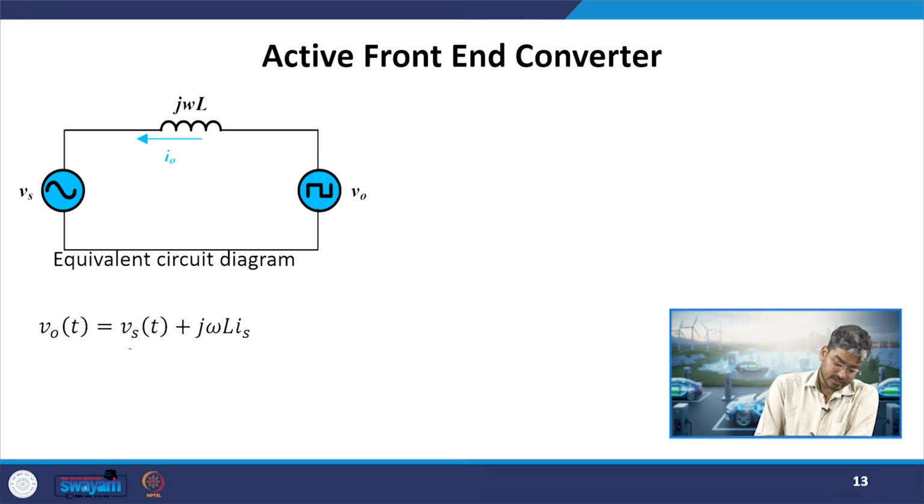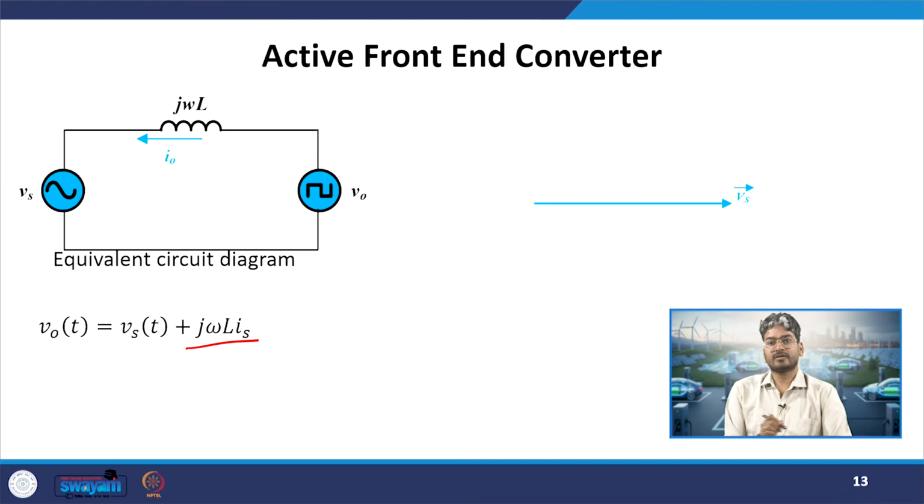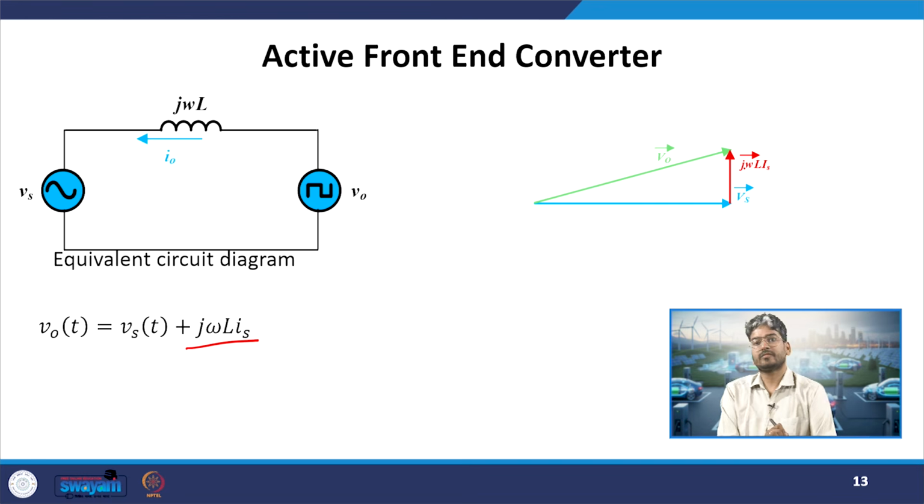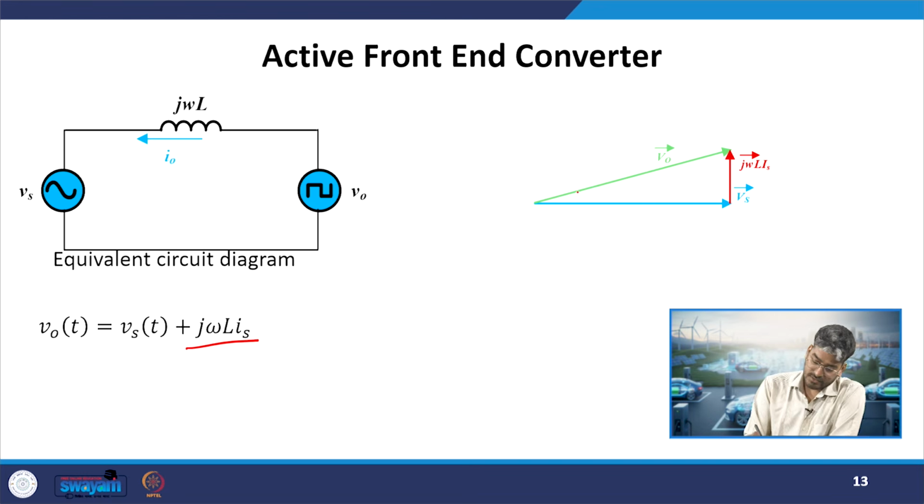In this case, Vs will be equal to V0 plus j omega L Is. Now the current direction has become reverse. So when I again go back to the vector diagram, Vs will be over here. Now j omega L Is is over here, and V0, the resultant voltage, will be the vector sum of these two quantities. So V0 is now leading.